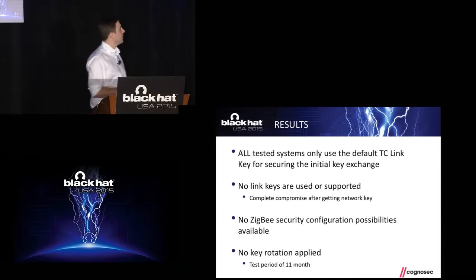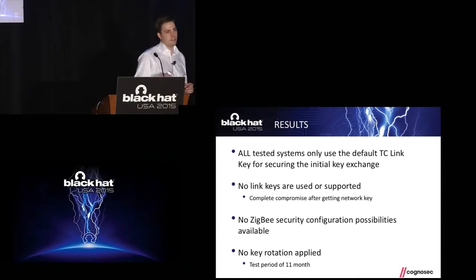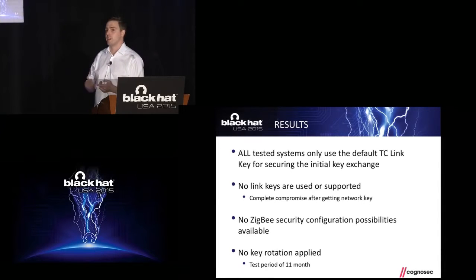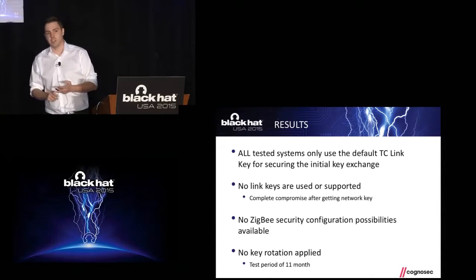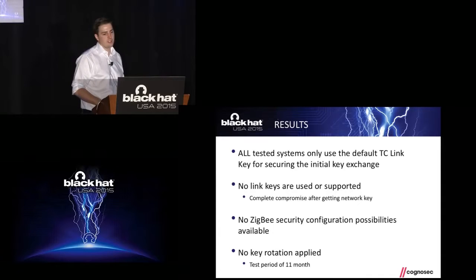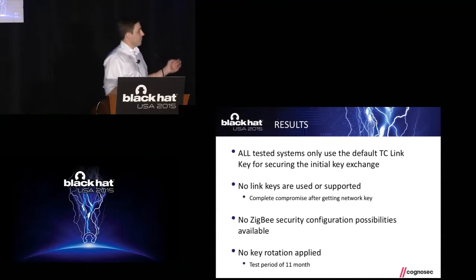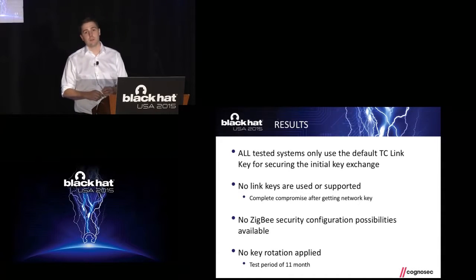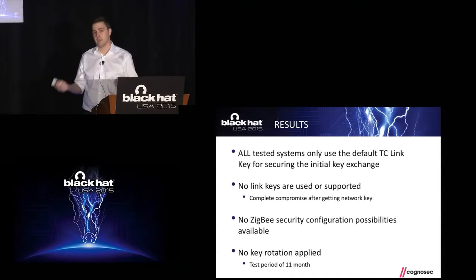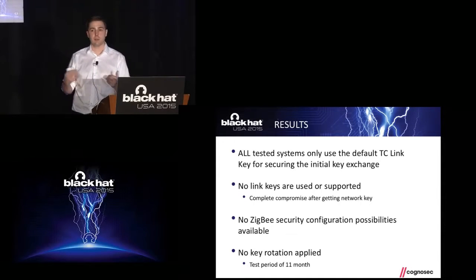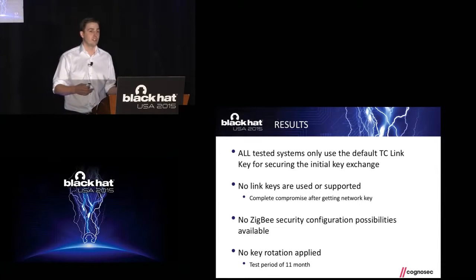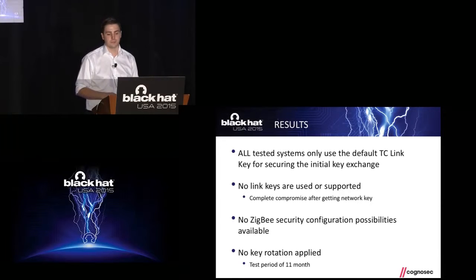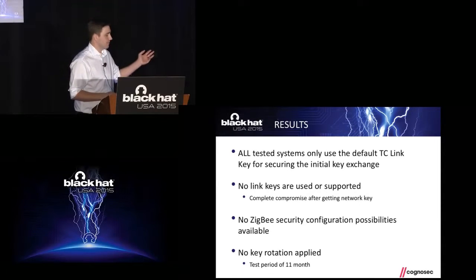That's quite cool, because we know we could extract it. The key could be extracted from the device, could be extracted during the key exchange, or through wrong command implementation. There are multiple ways to get the key. Also, there are no configuration possibilities available for ZigBee in our tested systems. So this means we are not able to change the network key. We are not able to trigger a key rotation or such kind of stuff. We're not able to delete it securely or whatever we want. So key rotation, not applied.